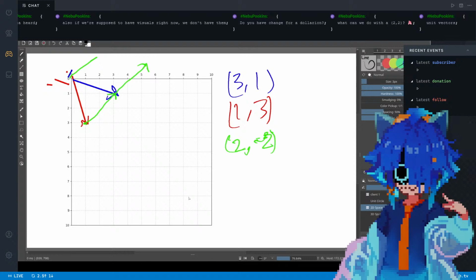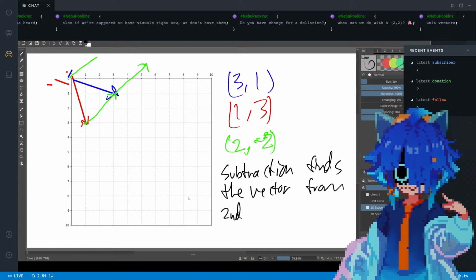So it turns out that subtraction finds the vector from second to first. So we wrote our vectors like this, right? Where we were subtracting the red one from the blue one. So we found the vector from the red one to the blue one. If we did it the other way around, so we did 3, 1 minus, oh, we're doing the same thing.